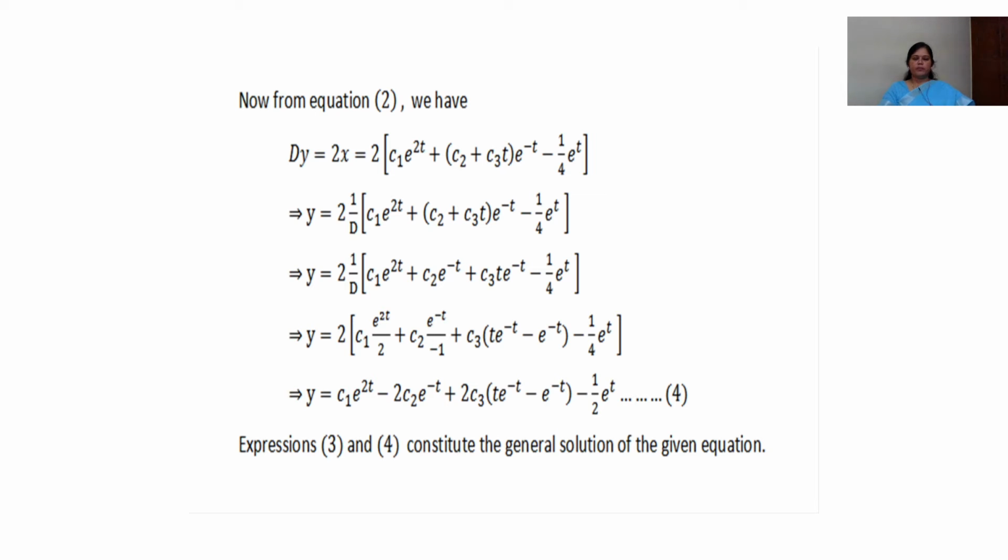Then the last term is minus 1 by 4 e to the power t, integration is e to the power t. So we are simplifying all these values. So we are getting y is equal to c1 e to the power 2t minus 2c2 e to the power minus t plus 2c3 t into e to the power minus t minus e to the power minus t minus 1 by 2 e to the power t. So equation 4 we got for y. So now the expressions 3 and 4 constitute the general solution of the given equation.